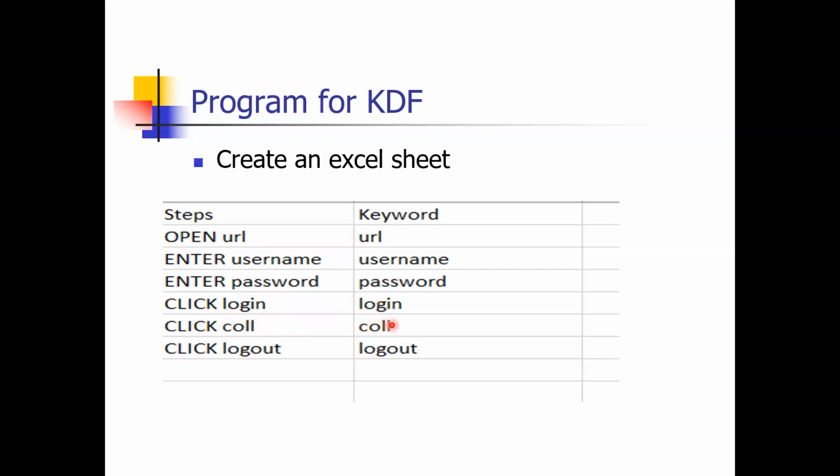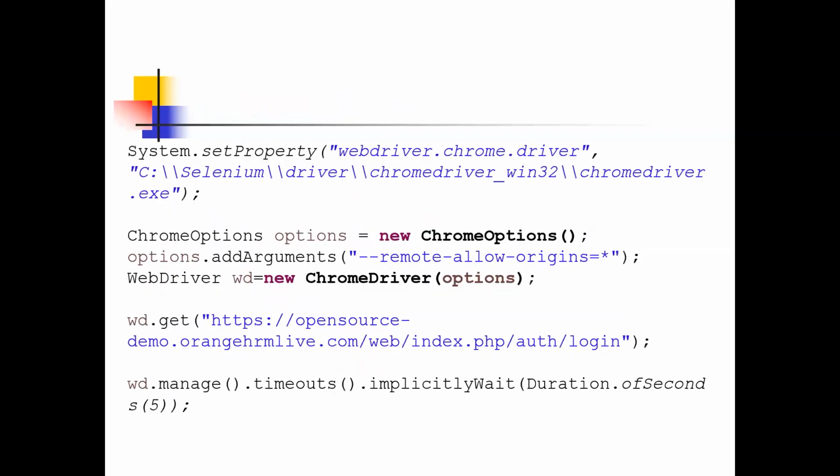We have given keywords call and logout, click logout. So 1, 2, 3, 4, 5, 6. These 6 keywords we have used. We are going to use them in our script writing. That is the first step: create an exercise.